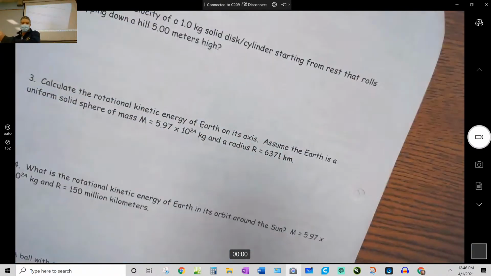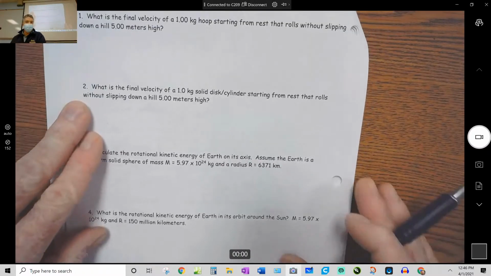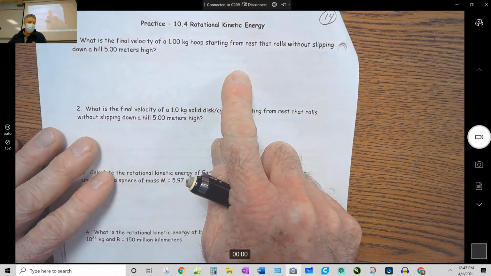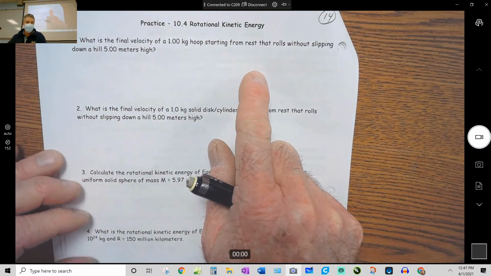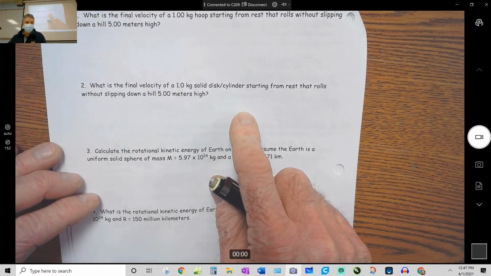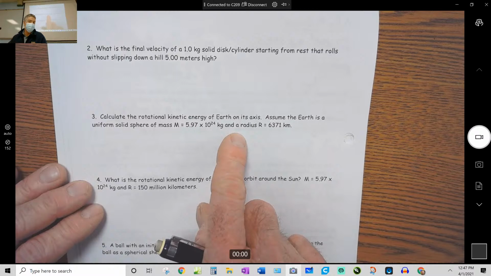So the assignment is really just more practice like that. There are 5 questions here. This one is about a hoop rolling down a hill. How fast is it going to go? This is a solid disc rolling down a hill. This is, here we get the kinetic energy of the Earth on its axis.